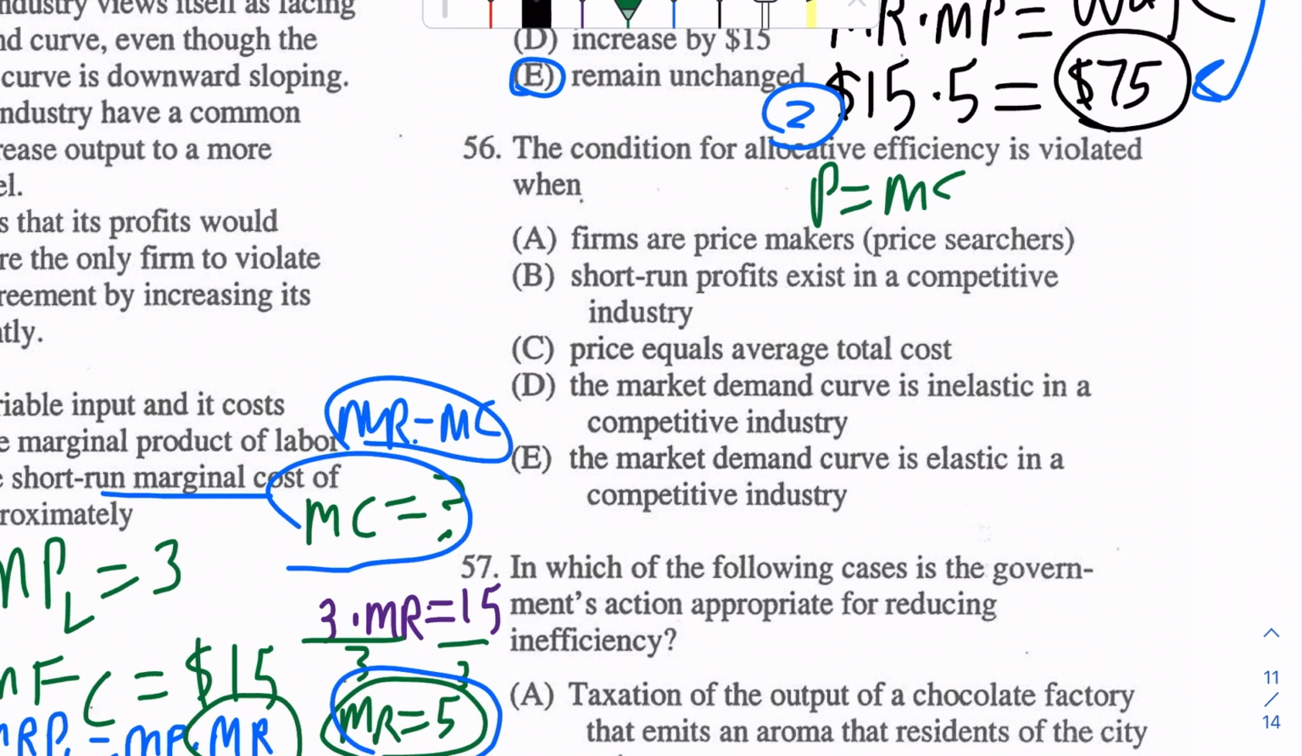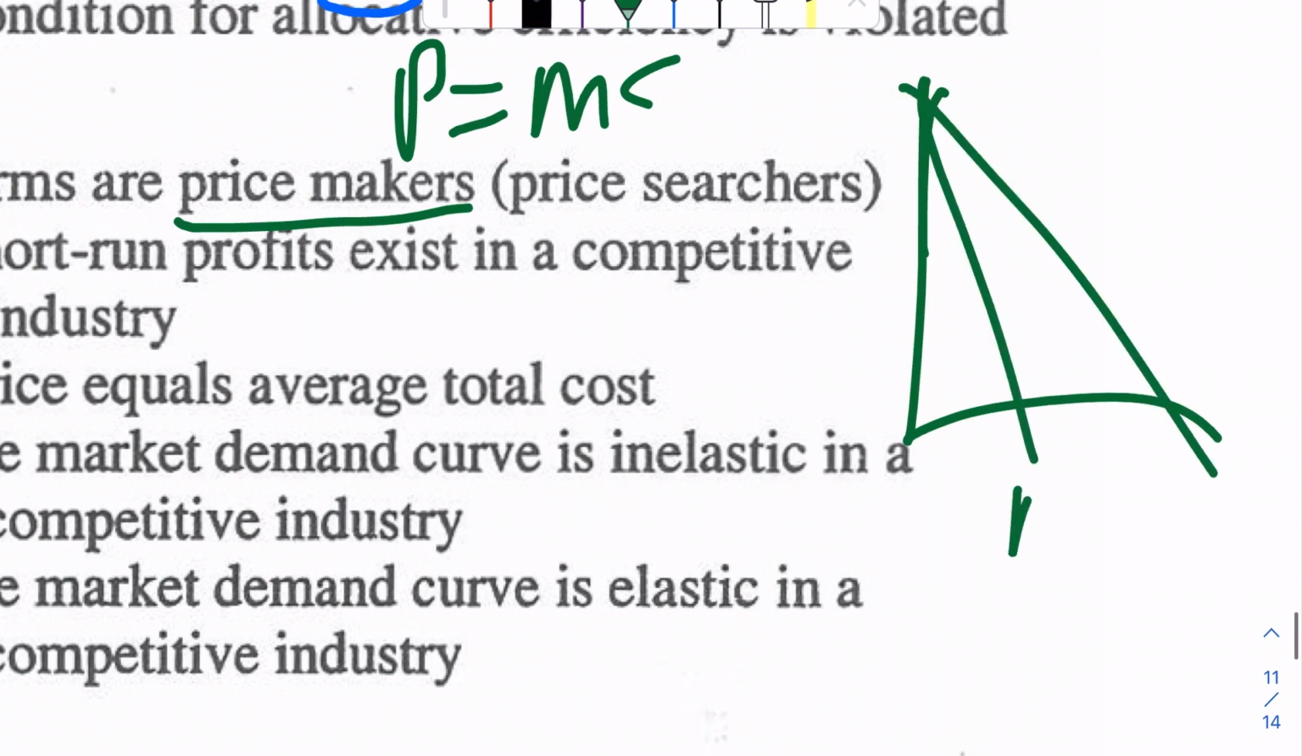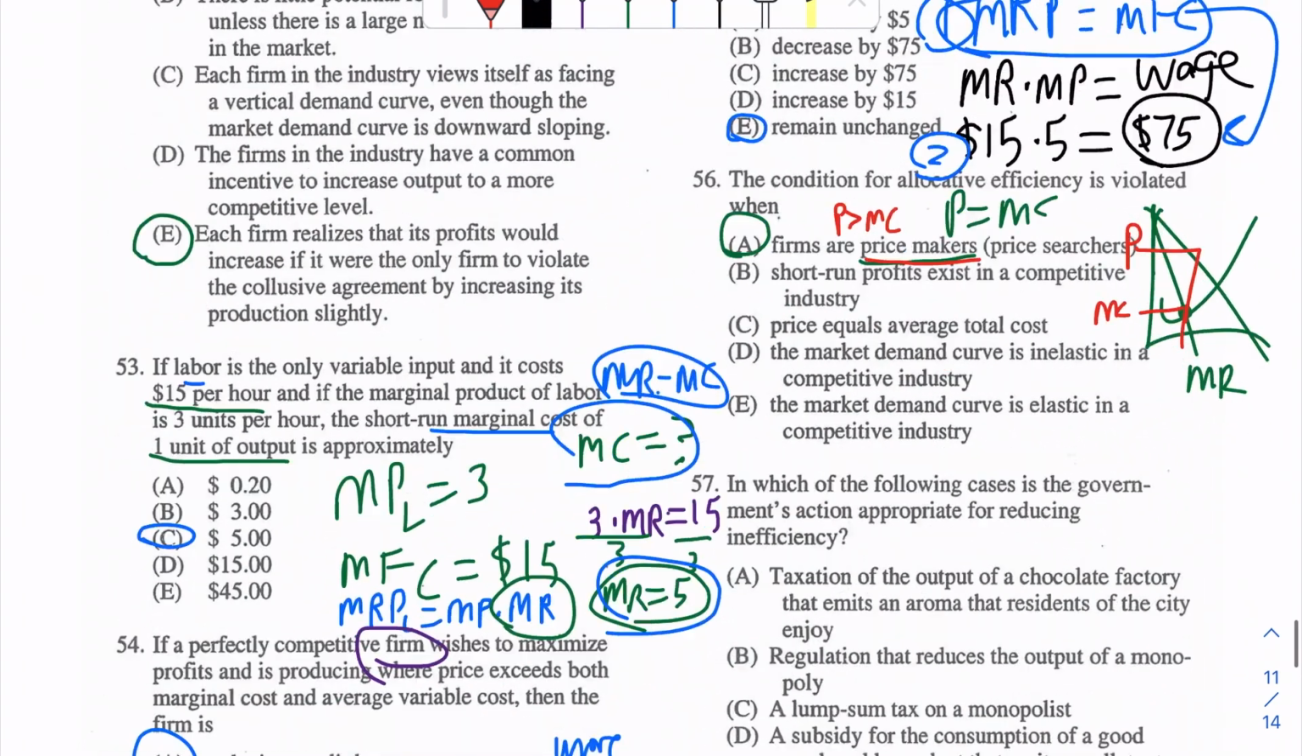It's because firms are price makers. Well, if you are a price maker, you can charge whatever price you want. So therefore, it does not have to equal MC. If you're a price maker, you could have a price more than MC. And if you're questioning who is a price maker, well, that would be a monopoly. And as you can see here, MR equals MC, quantity, price, and this is your marginal cost. Because you're a price maker, price is more than your marginal cost. 56 is A.